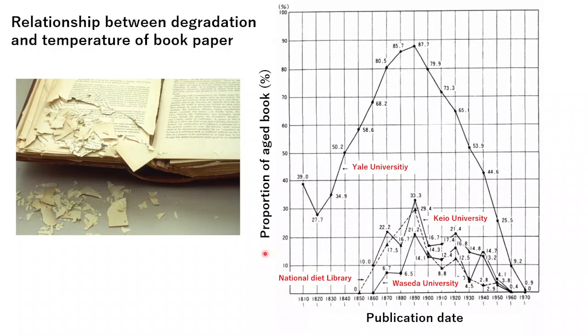We will briefly look at the environmental factors, focusing on temperature, that affect paper degradation. This graph shows the degradation conditions of books. The examination was conducted by the National Diet Library, Keio and Waseda universities in Japan, including Yale University in the US. The vertical axis shows the ratio of the samples surveyed every 10 years. That is, it represents the proportion of acidic papers.